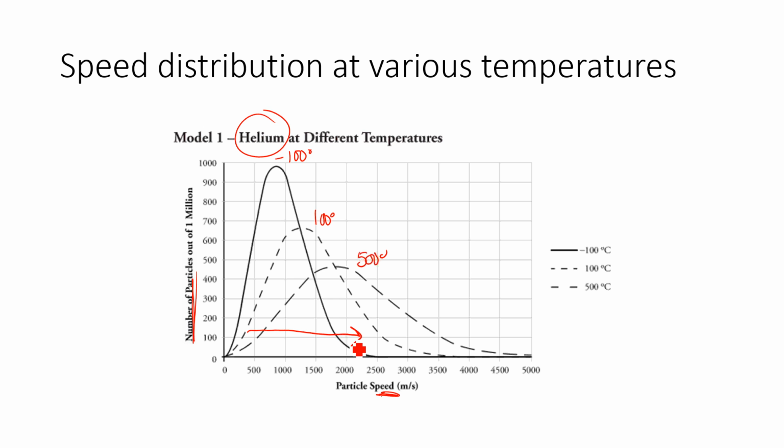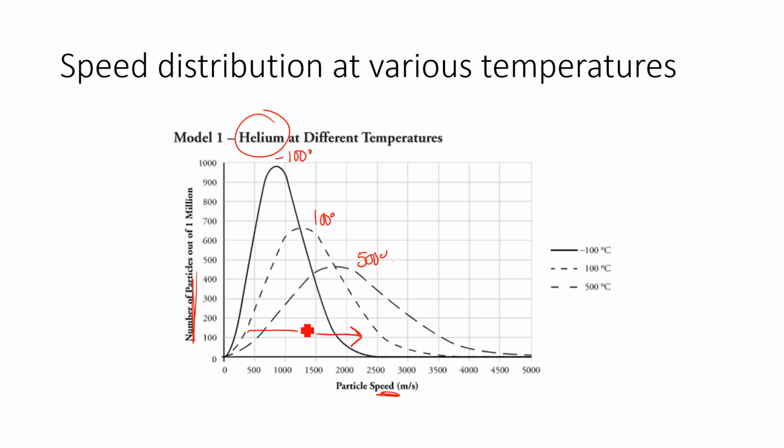And what we should notice is that as the temperature increases, this graph shifts over to the right, and it becomes shorter and wider. So we have a wider distribution of speeds at these higher temperatures than we do at the lower temperatures. And we also notice that the average speed is going to increase. So on average, the particles at 500 degrees Celsius are moving faster than the particles at negative 100 degrees Celsius.